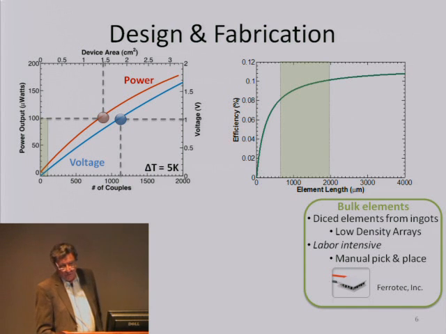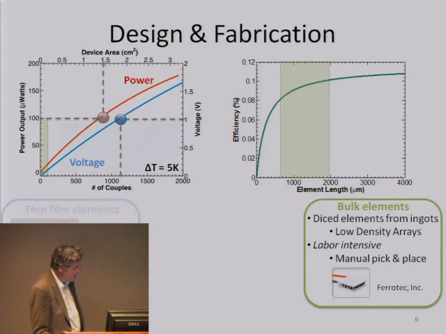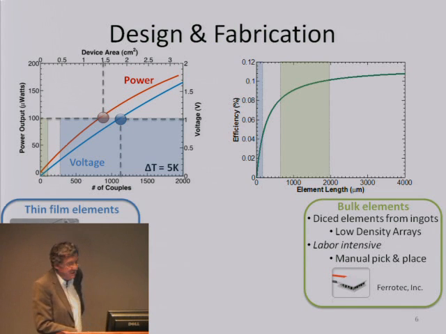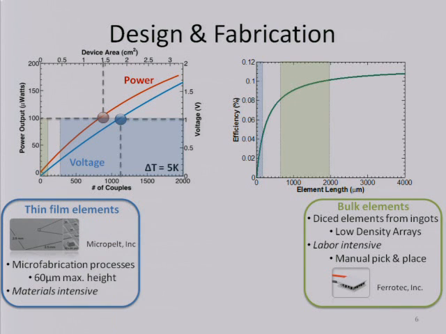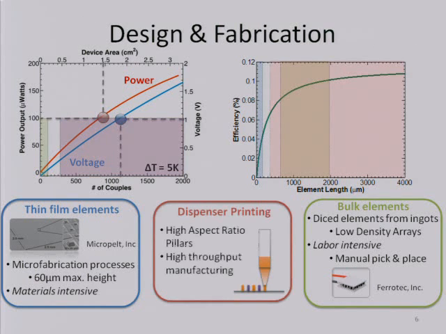So for a device about the size of a credit card that will generate a watt or two, you need something of the order of $50. At the other end of the scale, there are thin film thermoelectric generators. Micropelt is one of the companies that's engaged in this development. The tricky business is that it's materials intensive, as we'll see in a few minutes. Microfabrication devices limit the height to which we can build these things to about 60 microns. And you can see we need somewhere between 1,000 and 2,000 microns in order for these things to be energy efficient. So that's not as good as it might be.